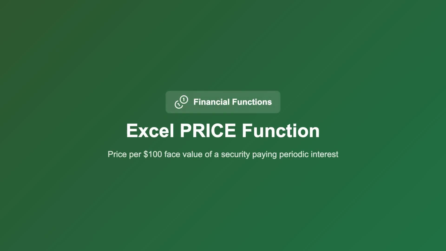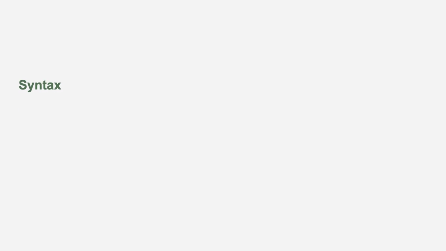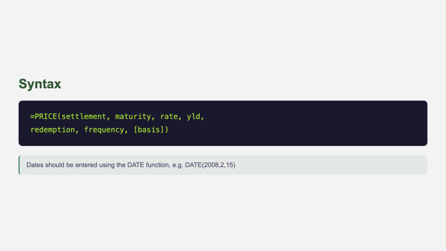Excel PRICE function. This function calculates the price per $100 face value of a security that pays periodic interest. It is essential for bond pricing and fixed income analysis. The syntax is PRICE with parameters settlement, maturity, rate, yld, redemption, frequency, and an optional basis. Dates should be entered using the DATE function.